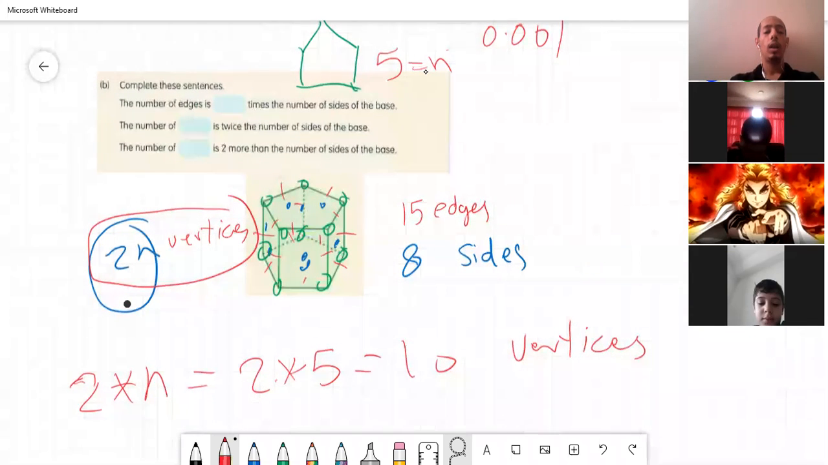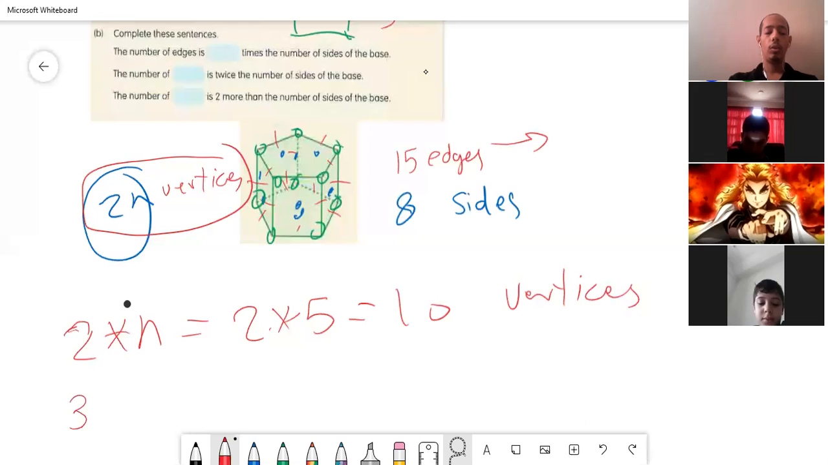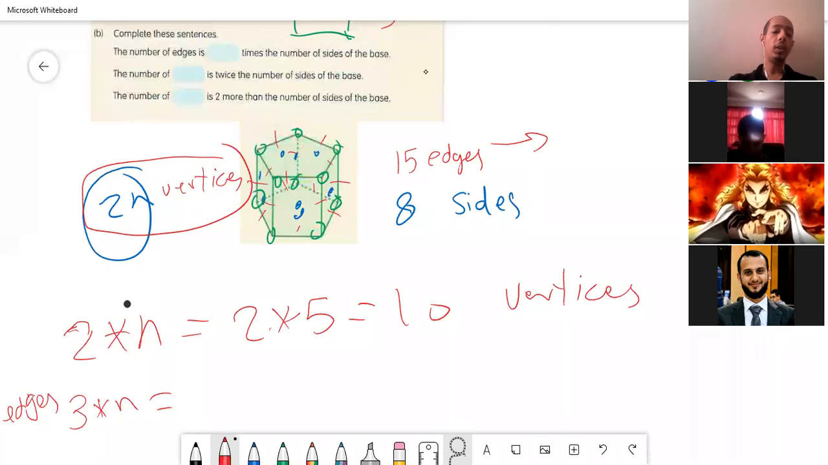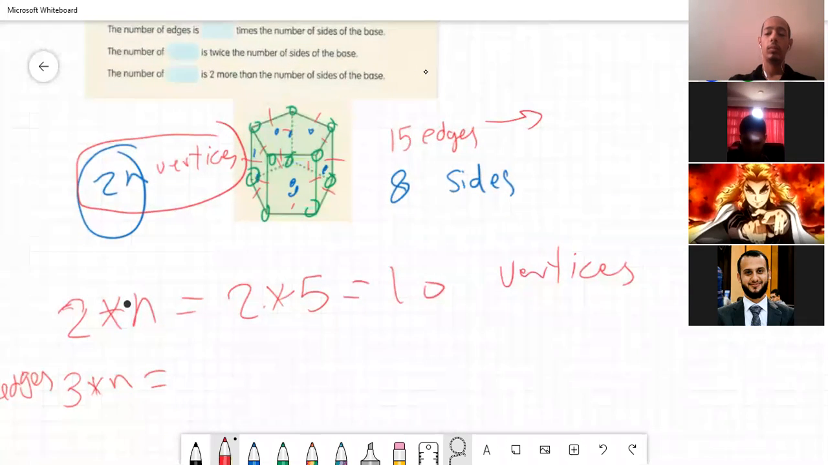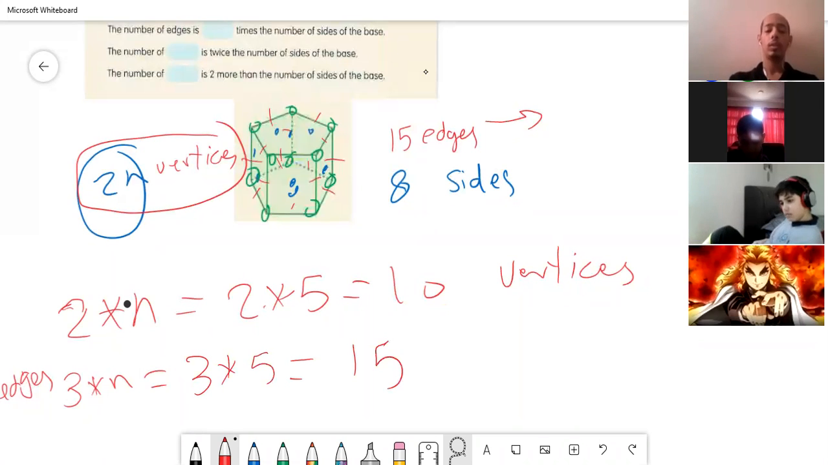Type. And how many edges? 3n. How many edges? 15. Yes, 15. Edges 3n means 3 times n. 3 times 5 is 15. 3n is the edges. So what is n here? n is 5. Okay, so 3 times 5 equals 15 edges.